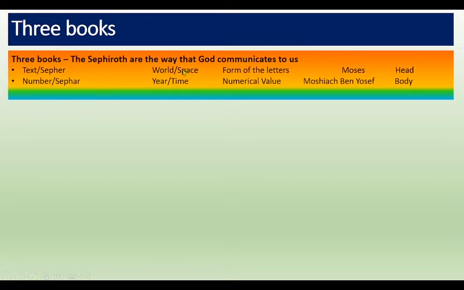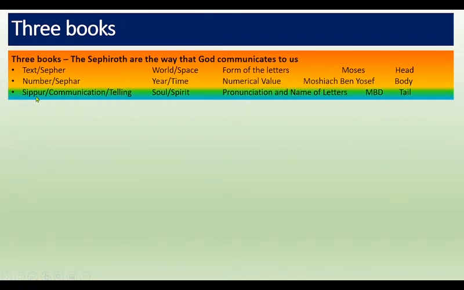You've got northeast, southwest, up and down. Okay, sephar is related to the concept of year, which is time. So that's like Einstein says, time's a fourth dimension. So that's to do with the numerical value of the letters. That's connected to the concept of Mashiach ben Yosef, which is the manna. This is the stone tablets. This is the manna. This is the body.